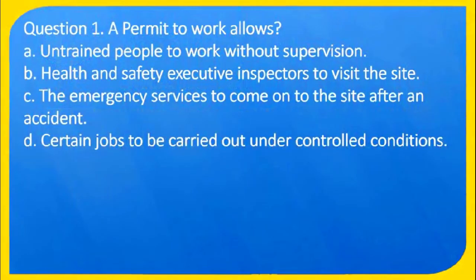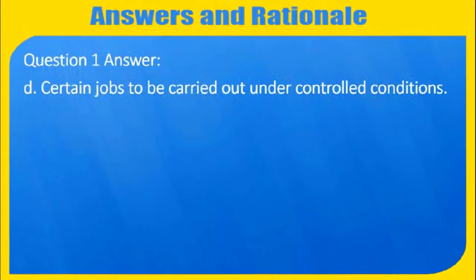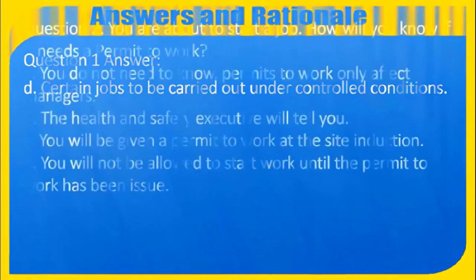Question 1. A permit to work allows A. Untrained people to work without supervision. B. Health and safety executive inspectors to visit the site. C. The emergency services to come onto the site after an accident. D. Certain jobs to be carried out under controlled conditions. Question 1 Answer, D. Certain jobs to be carried out under controlled conditions.